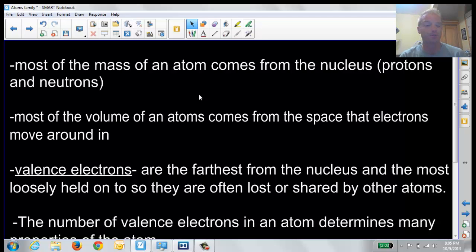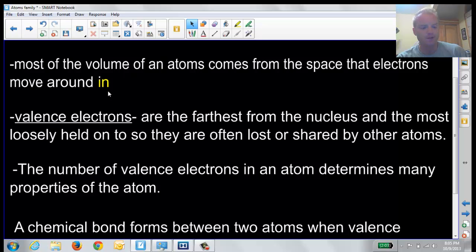They're so fast we can only predict where they're going to be at any one time. Now, there are some special electrons we want to talk about, and these are called valence electrons. Valence electrons are the farthest from the nucleus and the most loosely held onto, so they are often shared or lost by other atoms. Really, in that outer shell we're going to talk more about here in a minute.